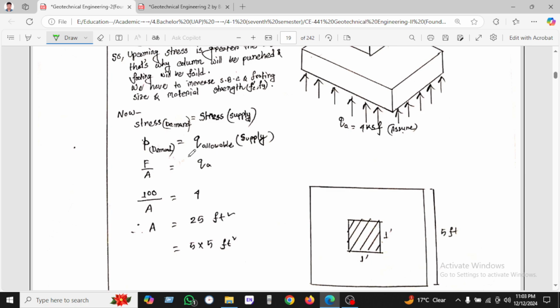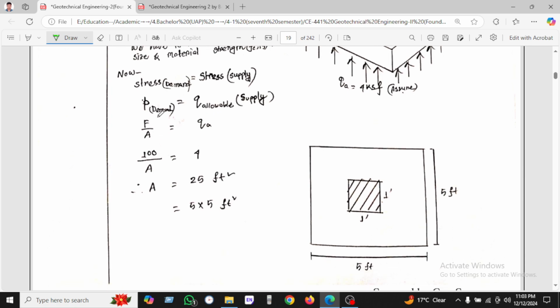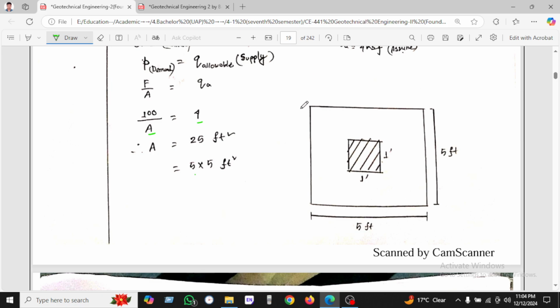So demand equals P, and supply equals allowable. So demand is force per area, and allowable is given on the right hand. So we know the force is 100, the area we have to find out, and allowable we know is 4. So after the calculation, the footing will be 25 square feet, or feet by feet. The size of footing in feet by feet. So let's see another example.